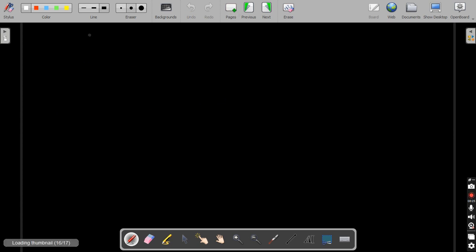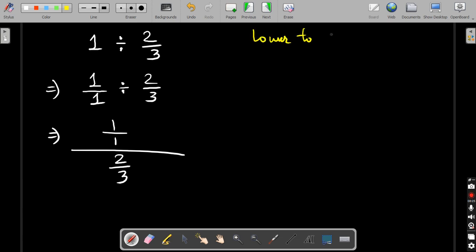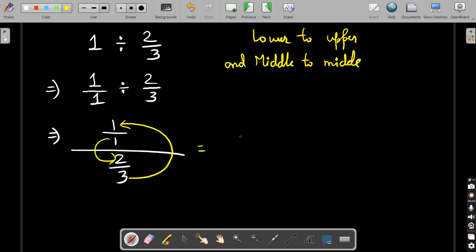Now dear student, a very interesting question we can say, 1 divided by 2 by 3. Now how to solve it? In the same pattern we should solve, 1 by 1 divided by 2 by 3. Now how to solve? 1 by 1, that is the first fraction, divided by the lower fraction. Already I told you the rule, that is lower to upper, and I told you the next rule is middle to middle. Now let us apply, 3 into 1, 1 into 2. 3 by 2 is your answer.